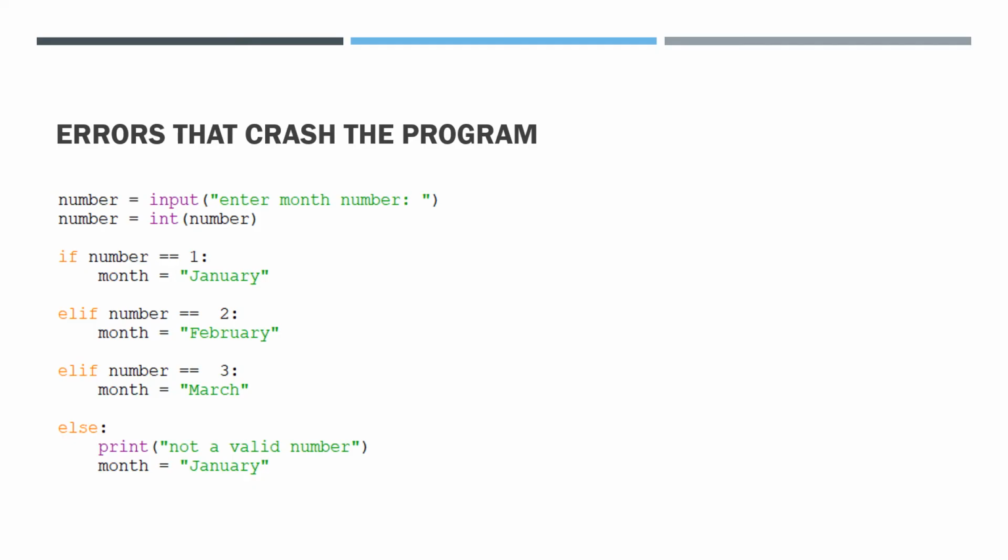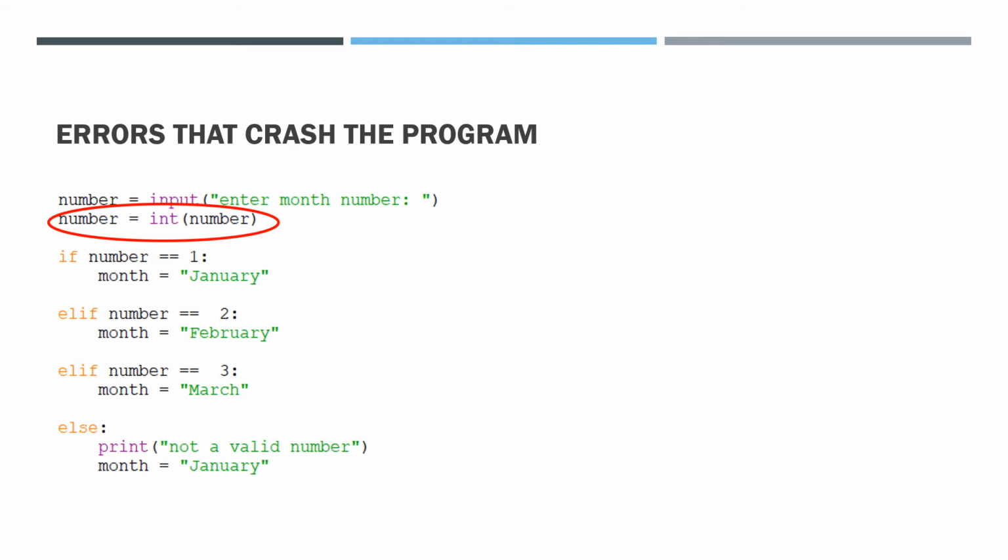But some user errors are more serious than that. Sometimes the user can enter data that is so wrong that it makes our program crash. So here's the same program that we were looking at a few minutes ago. Let's concentrate on that line. The user has to enter a month's number, and then the second line of the program converts that input string into an integer. This is a really common thing that we have to do in Python programs.